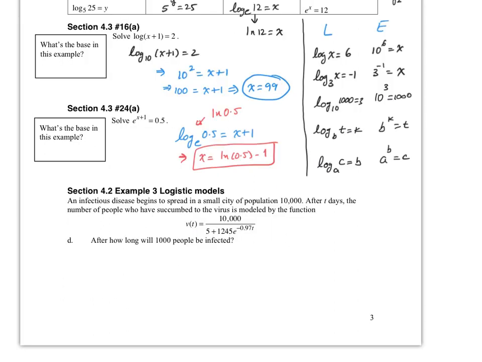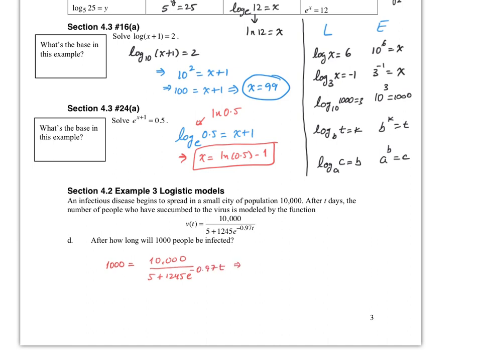Now the last problem we did in week 14 was related to this. And remember there was a part where it asked you how long will it take to get to 1,000 people. And I told you couldn't solve that without logs. They give you a graph at a point and you get an estimate from the graph. But now using logs, you should be able to solve the problem. So this is telling you how long it's going to take to get to 1,000. So 1,000 is going to equal 10,000 over 5 plus 1245 e to the minus 0.97 t.